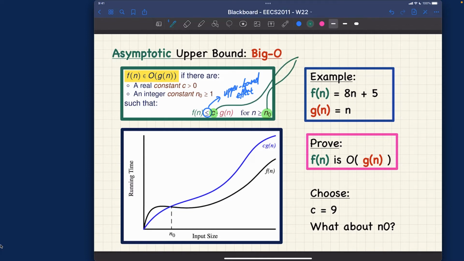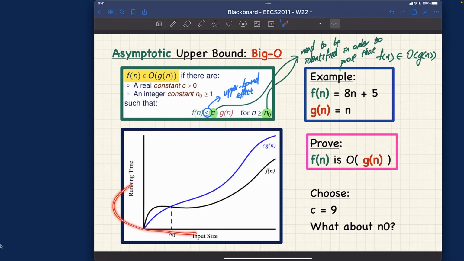So these two need to be found, need to be identified in order to prove that f of n is actually a member of big O of g of n. So these two numbers are actually what you're supposed to find in order to prove it. We'll see an example for sure.